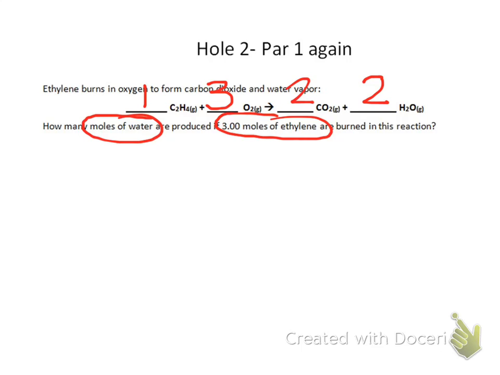All right, let's relate it back to our demo from a second ago. Remember stoichiometry: how much gas gets produced from baking soda? So this is how much water gets produced from 3 moles of ethylene. There's your given, and there's your question mark. Do you agree?